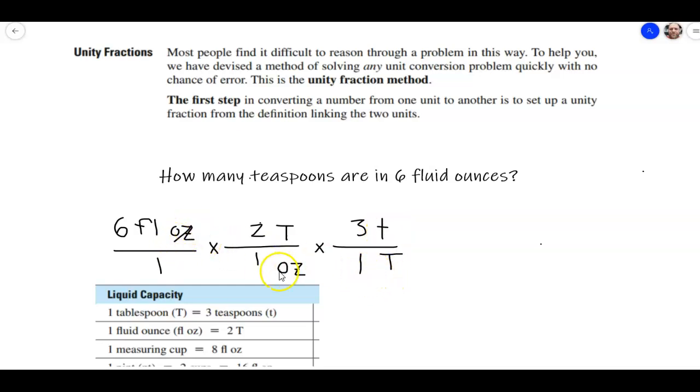Now the ounces will cancel out, the tablespoons will cancel out, and I'm just left with teaspoons, and that's what I want for my final answer. So I'm going to multiply across the top: 6 times 2, and this should be fluid ounces, by the way, times 3. So 12 times 3 is 36 teaspoons, all over 1 times 1 times 1, which is 1. So my final answer is 36 teaspoons. All right, let's take a look at another one.